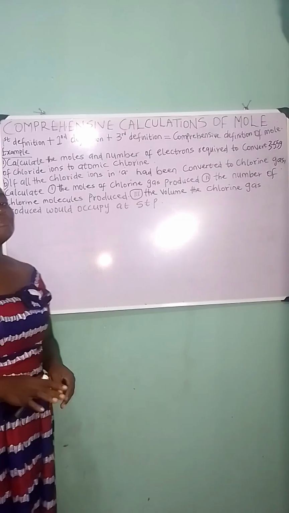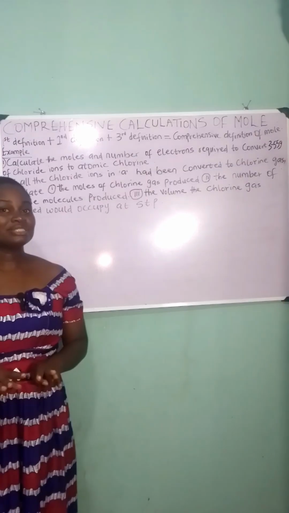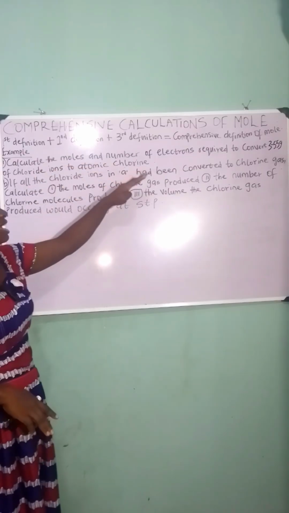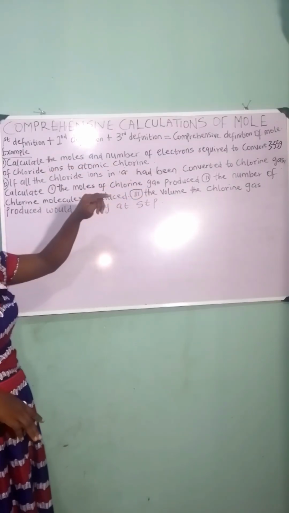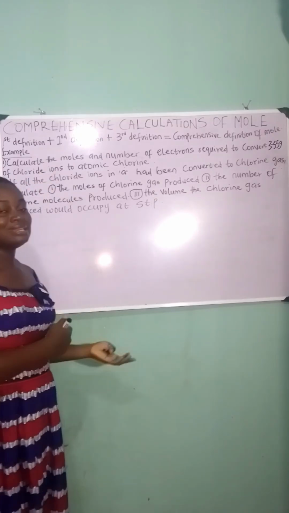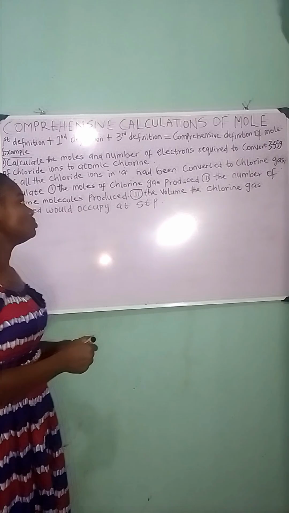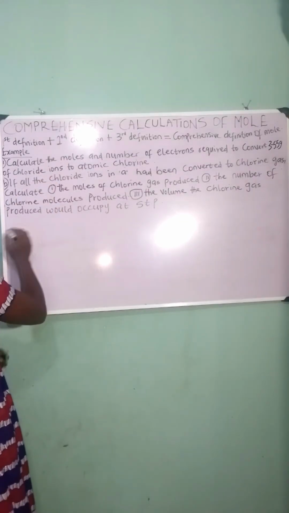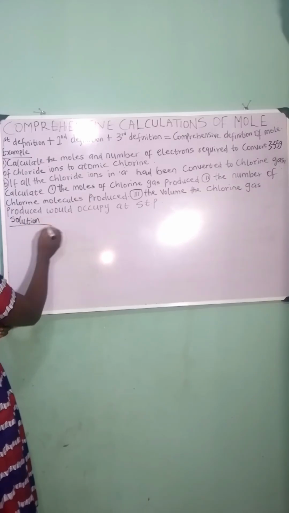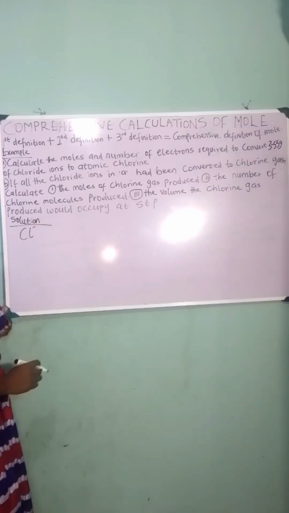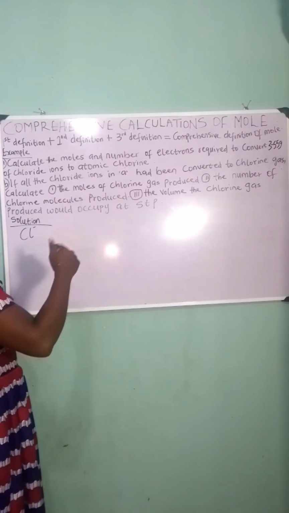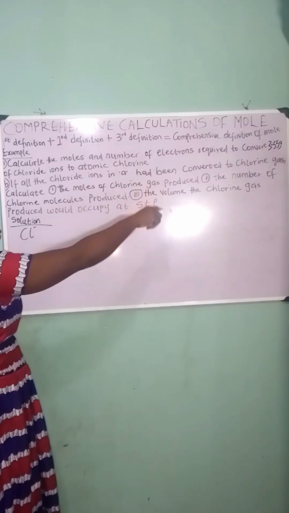We are going to take it step by step, bit by bit, so that we'll be able to understand this question. Now, the question is, calculate the moles and number of electrons required to convert 3.55 grams of chloride ions. That is to say, the chloride is in its ionic stage, which is Cl-. So we have something like this solution. This is chloride ion. So they said, what is the number of moles? That is the first question. And secondly, the number of electrons required to convert.